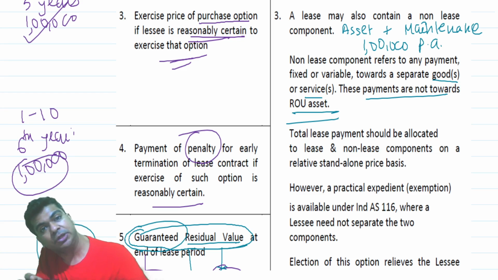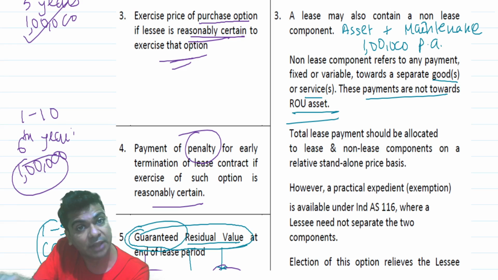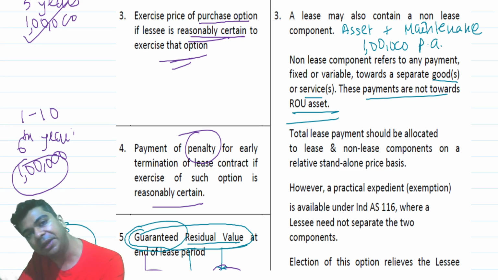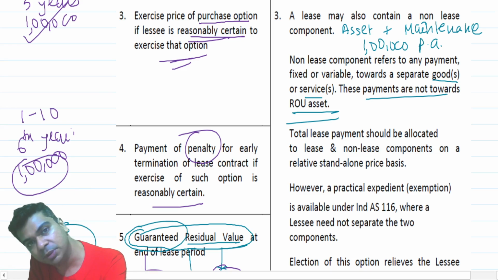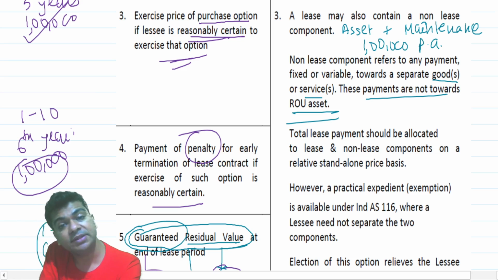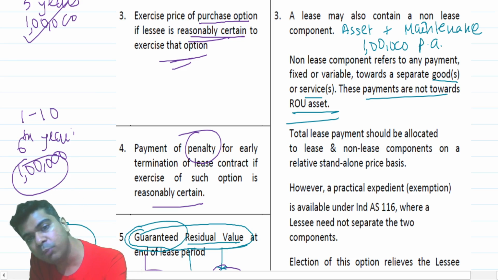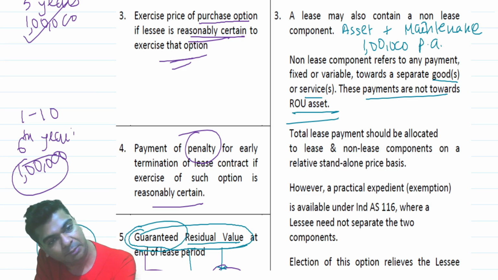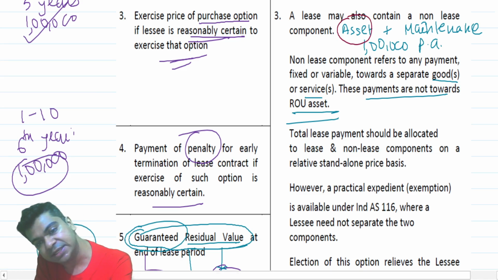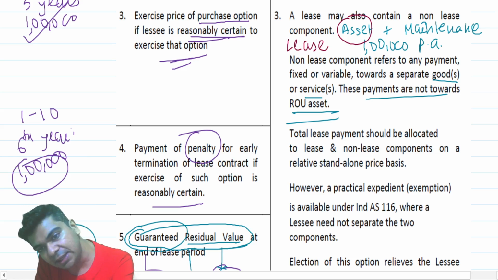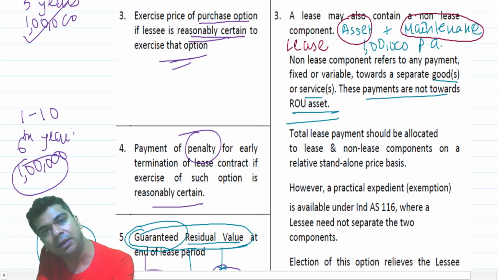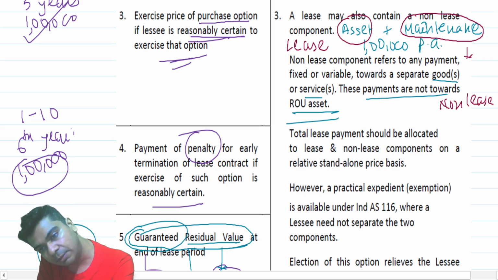No bifurcation is given in 1 lakh. The lessor is not telling you how much of the 1 lakh is for the ROU asset and how much is for the maintenance. It's a package deal, as I said. So a package deal of 1 lakh rupees per annum. As you can see, you have 2 components over here. The first component is with respect to the asset, right? This will be understood as a lease component. And there is also something relating to maintenance, which is a service. This we will understand as a non-lease component.